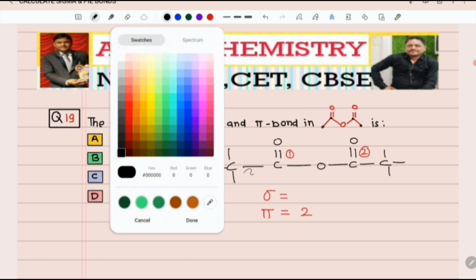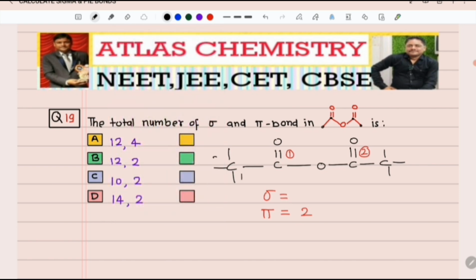अब हमें काउंट करना है कि इसमें टोटल कितने सिग्मा बॉन्ड्स हैं. तो सिग्मा बॉन्ड के लिए काउंट कर लेंगे. 1, 2, 3, यहाँ पे 4 हो गया, 5, 6, 7, 8, 9, 10, 11 and 12. So number of sigma bonds is 12. So there are 12 sigma bonds और 2 pi bonds. So option B is the correct option.